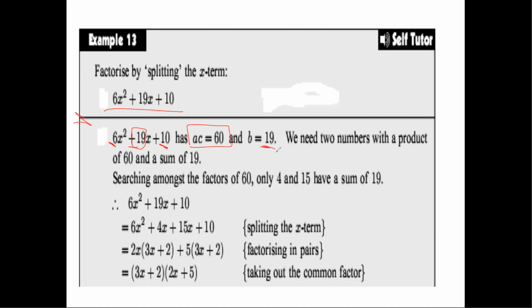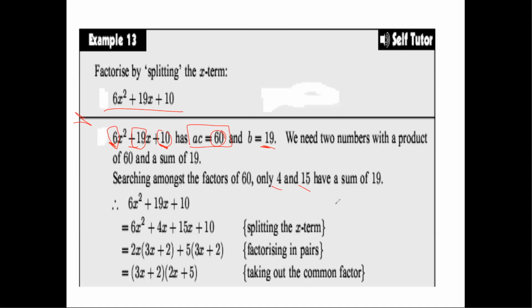And when we multiply these two numbers, they must get what we call the AC number, right? 6 multiplied by 10, that is 60. So we're looking for two numbers. When we add them, we must get 19. And when we multiply them, we must get 60. Now the people help us out here and they say, look, 4 and 15, when we add them, we get 19. And when we multiply them, we get 60.